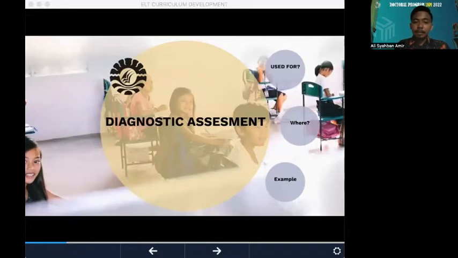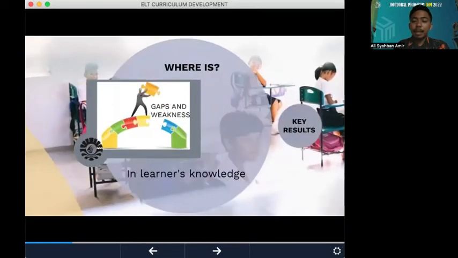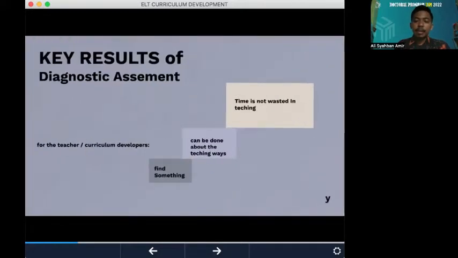Diagnostic assessment, what is it used for? The diagnostic assessment is used to find the gaps and weaknesses in learners' knowledge, so that something can be done about them more positively. It is used to find what learners know well, so that time is not wasted in teaching.